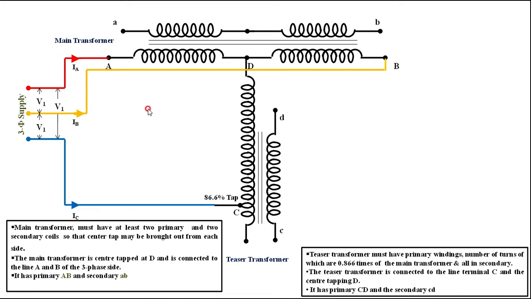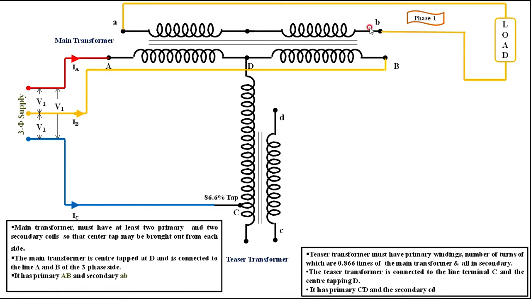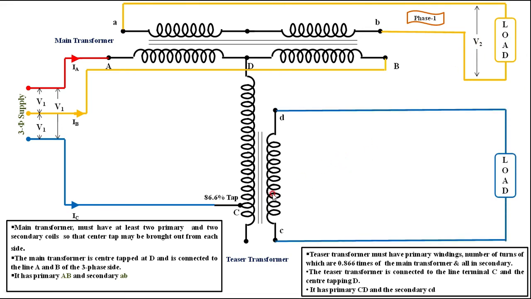Now we have got the primary currents IA, IB and IC. Then we are tapping the load from AB, that is from the main transformer. This is one phase, which I am calling phase number 1. Then the other phase we are getting between CD. The voltage across the load is V2 here. Here the other phase, that is between C and D, is phase number 2. The voltage across this load is also V2.